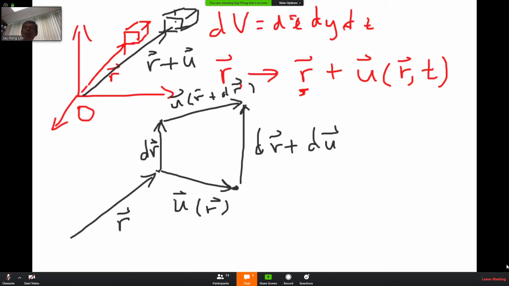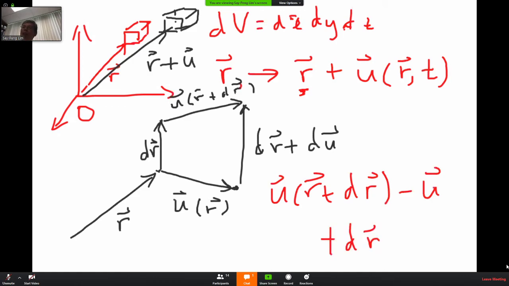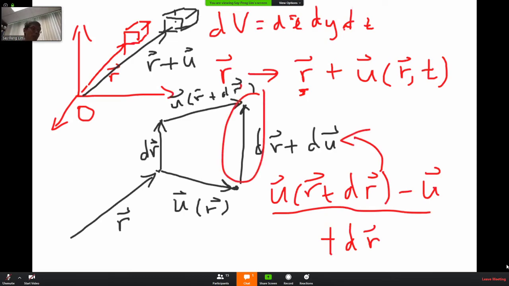It's easy because it's just vectors. This vector is this vector plus this vector plus this vector. So this is minus u plus dr plus u of r plus dr, which is u of r plus dr minus u, plus dr. And this is du. So you can see why that's the case.